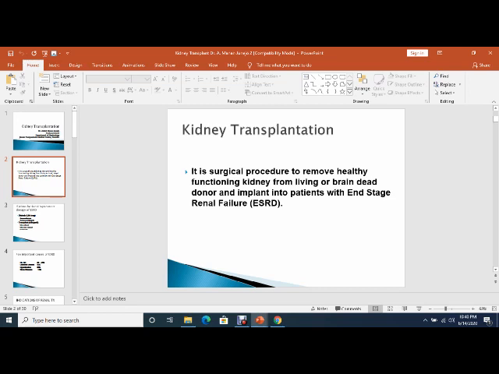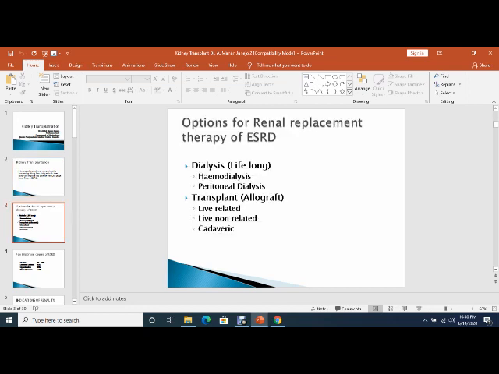From the living or brain dead donor, and this kidney is implanted into the patient of end stage renal disease. So one is the donor, the other is the recipient. A healthy kidney is removed from the donor and implanted into the recipient who is suffering from end stage renal disease.